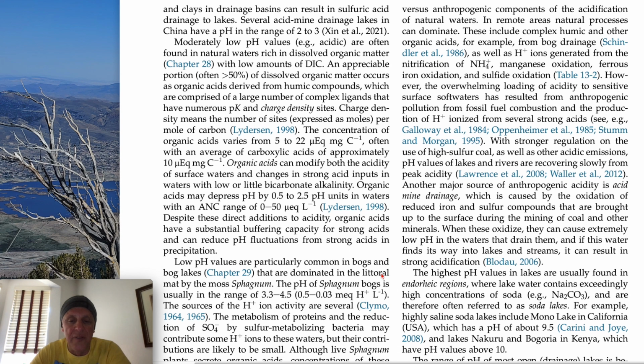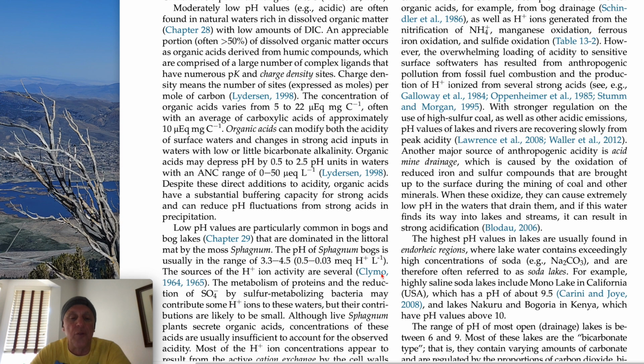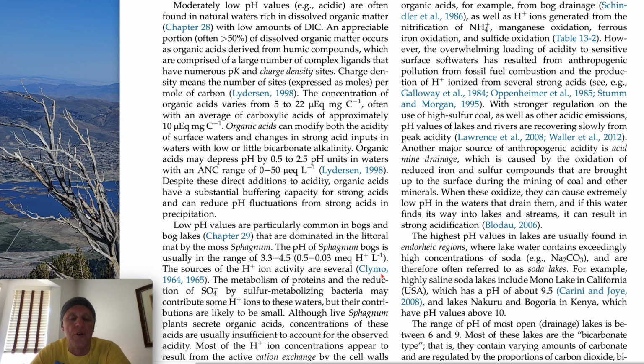Organic acids can modify both the acidity of surface waters and changes in strong acid inputs in water with low or little bicarbonate alkalinity. Organic acids may depress pH by 0.5 to 2.5 pH units in waters with ANC in the range of 0 to 50 microequivalents per liter. Despite these direct additions to acidity, organic acids have a substantial buffering capacity for strong acids and can reduce pH fluctuation from strong acids in precipitation.